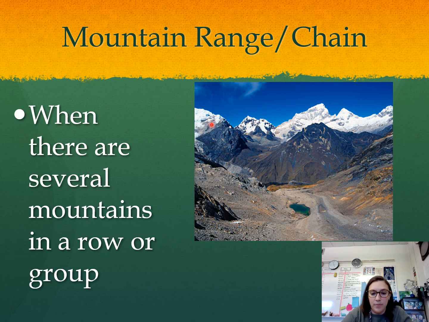So if you just have one peak or pointed top, like we saw in our first picture, that's a mountain. But when you have 1, 2, 3, 4, 5, 6, a whole bunch in a row, then that's a mountain range, or you could say a mountain chain.